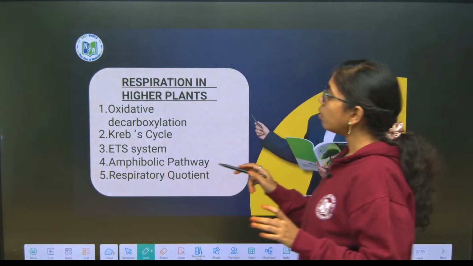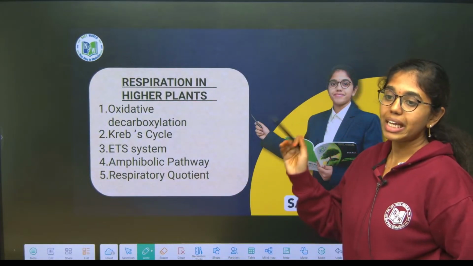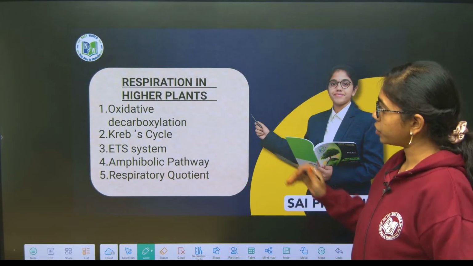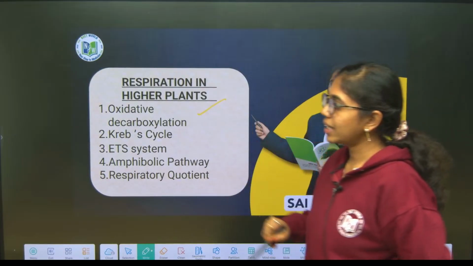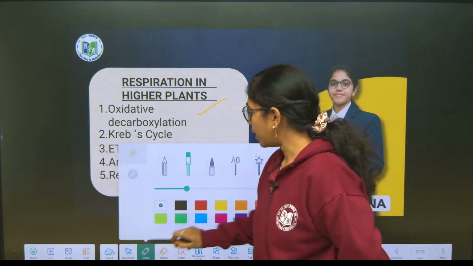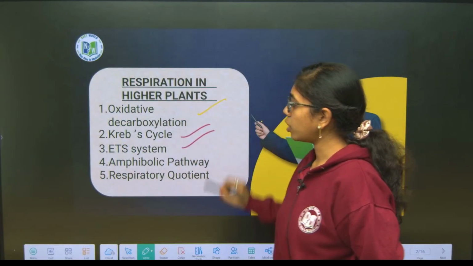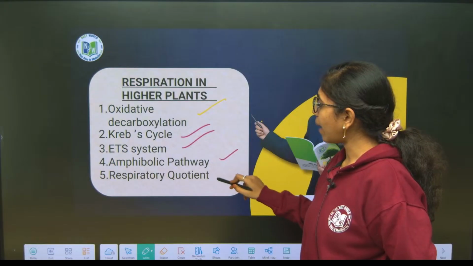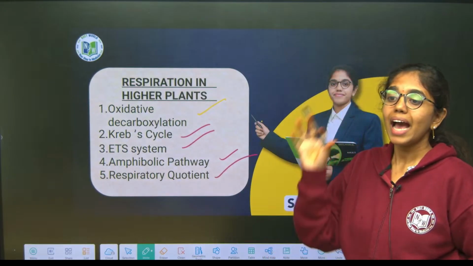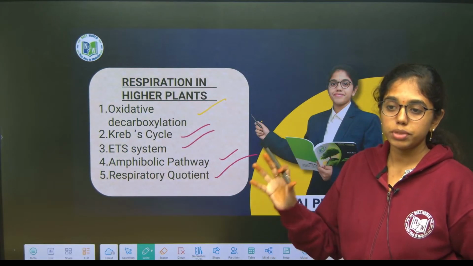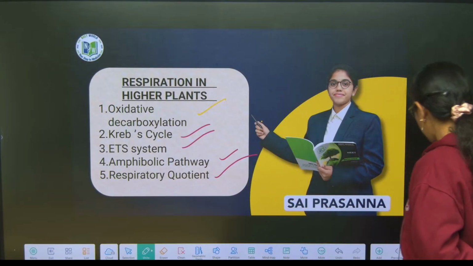Now we are going to look into the complete, detailed steps of aerobic respiration. First we will deal with oxidative decarboxylation, then Krebs cycle, electron transport system, amphibolic pathway, respiratory quotient, and at the end we will be solving the objective questions as well. Fine, beta, let us get started.